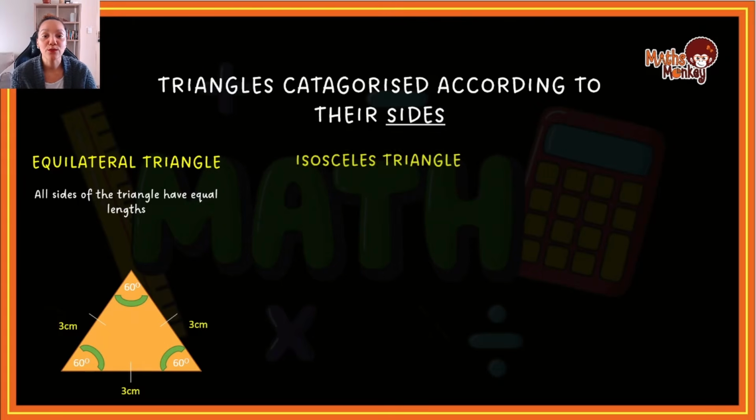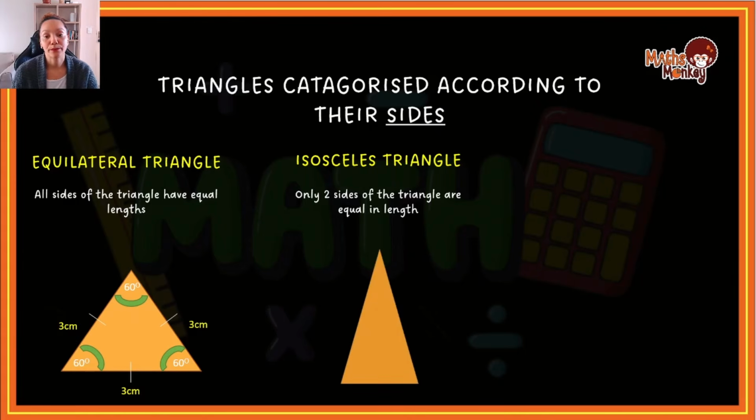Right, let's move over to the next one, an isosceles triangle. An isosceles triangle only has two sides of the triangle that are equal in length, right? So let's look at what that would look like. That means I have two sides that are the same, and then the third side would not be the same length. If I had this triangle where these two are now 65 millimeters each, then the bottom one would obviously be different.